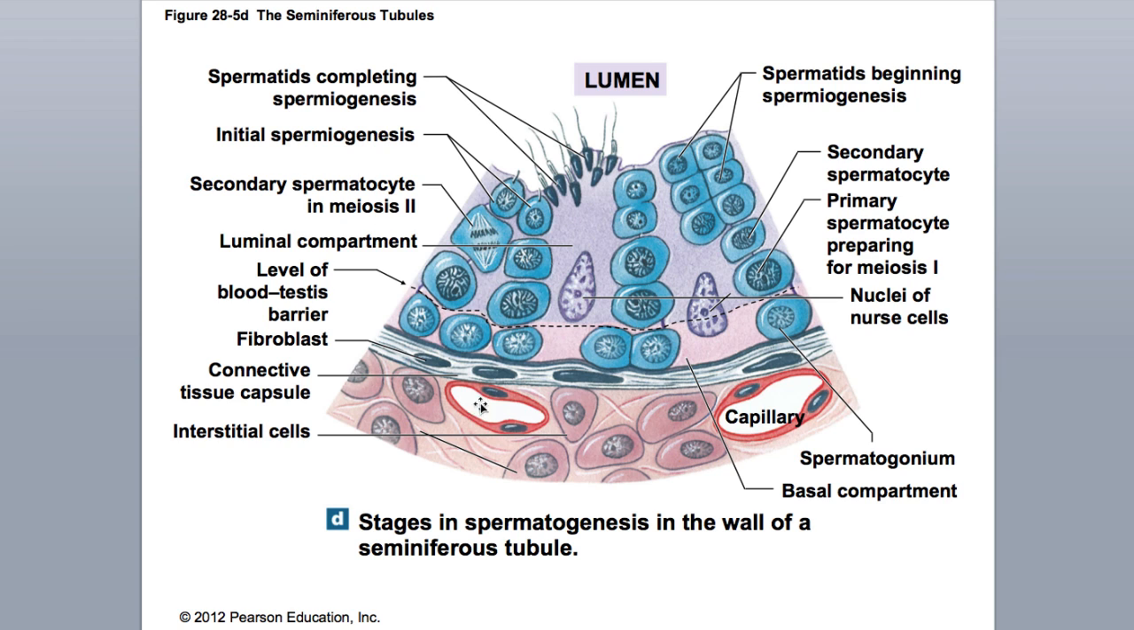Here's the enlarged view of that. Okay, so you see meiosis 1 mentioned, and you see meiosis 2 mentioned. And of course, you should know by now that meiosis is a two-step process. So you have a meiosis 1 and a meiosis 2, and meiosis 2 results in 4 haploid cells.